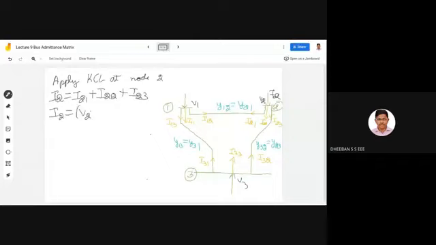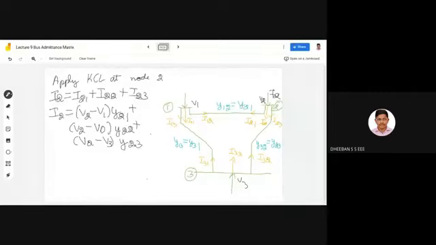(V2 minus V1) into Y21, plus (V2 minus V0, since it is the reference) into Y22, plus (V2 minus V3), and over here it will be Y23.